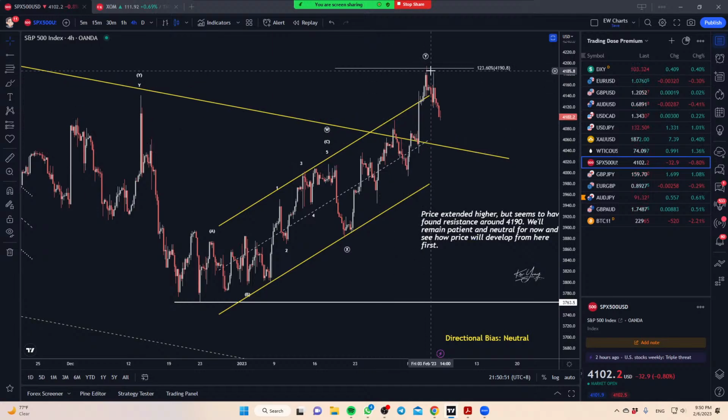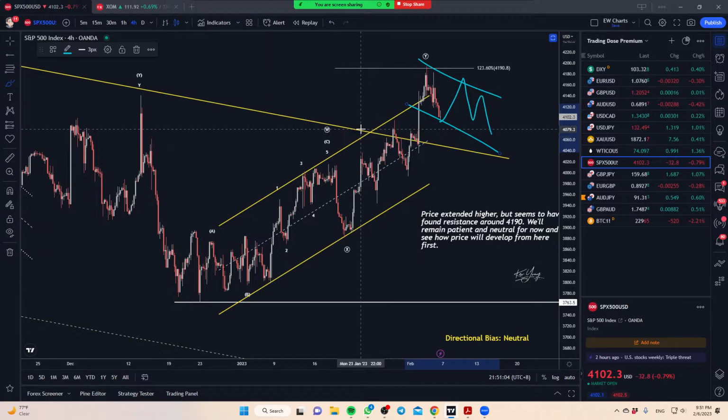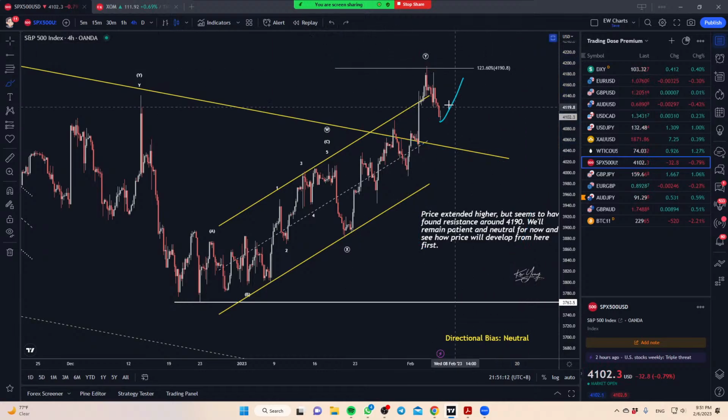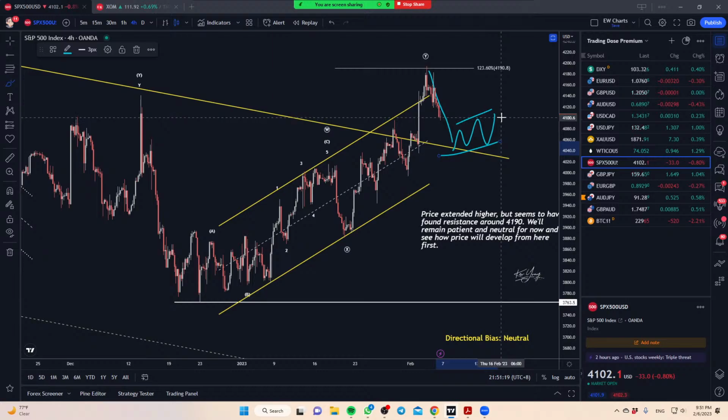And we recently got a very nice little rejection of that 123.6. Okay, so I'm neutral now, and I just want to see how the market reacts here. If we can get a decent pullback that looks something like this, which doesn't really come back within the channel area, then we can expect more upside on it. But if you get a very strong continuation down and a structure that looks something like this, then this opens up more downside.